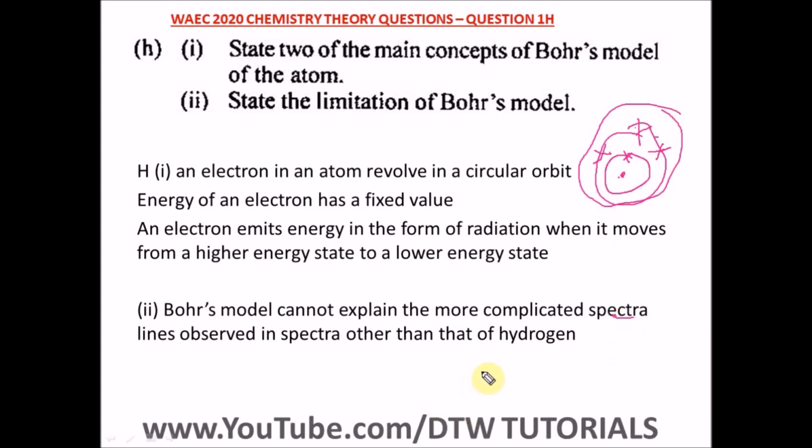So the limitation of Bohr's model is that it cannot explain more complicated spectral lines observed in other spectra other than that of hydrogen. When Bohr was calculating this model, he used hydrogen as a case study. But Bohr's model cannot explain more complicated spectral lines observed in other spectra other than that of hydrogen. So that's the limitation of Bohr's model.